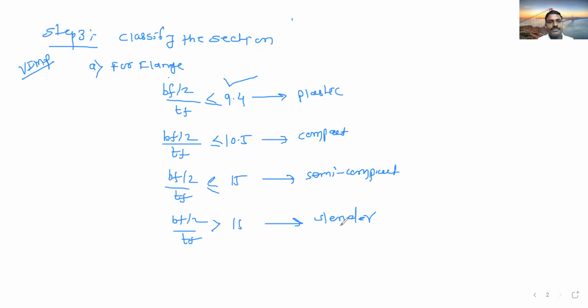Are you getting, everyone? Width of flange is known, thickness of flange is known. This calculation less than or equal to 9.4, plastic classification. Less than or equal to 10.5, compact classification. Less than or equal to 15, semi compact, and greater than 15, it will be slender. Got it, everyone? For flange, in this way we can classify the section as plastic, compact, semi compact, and slender. So this is for flange.